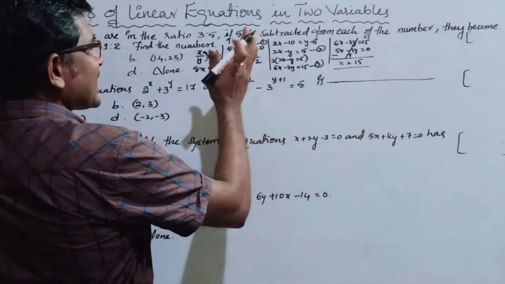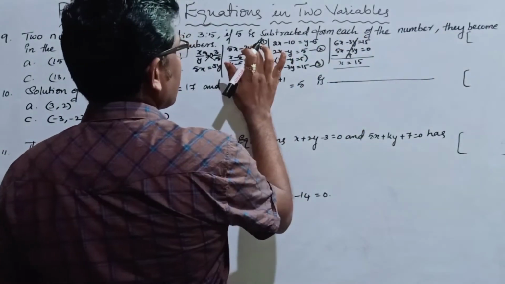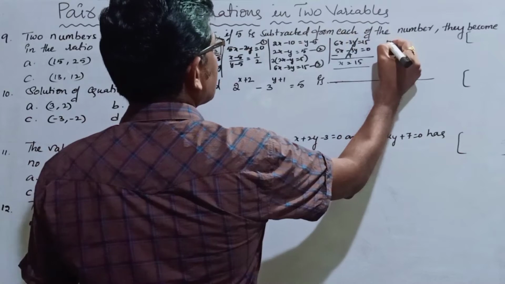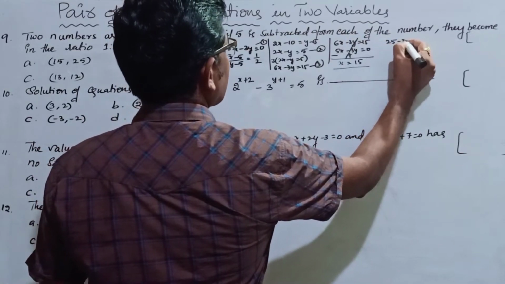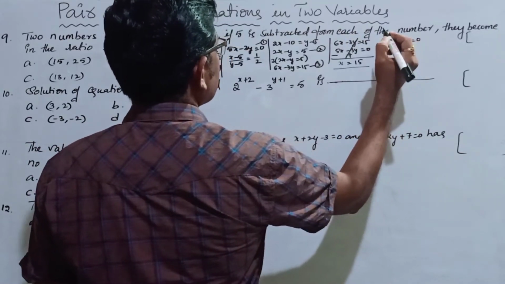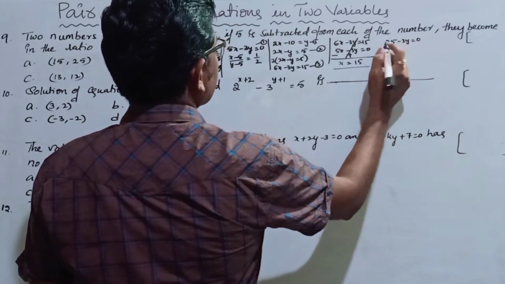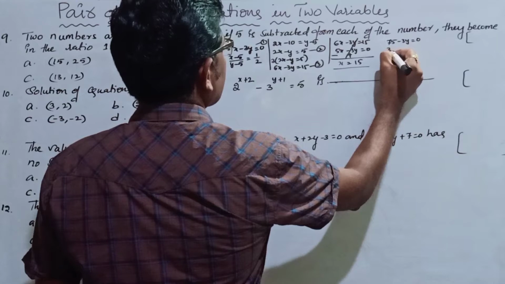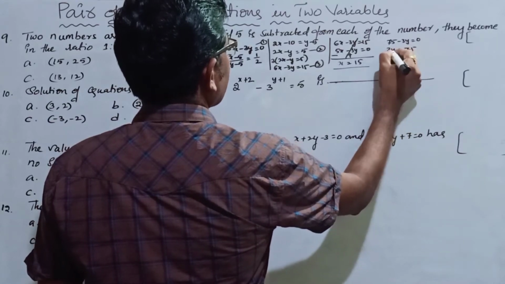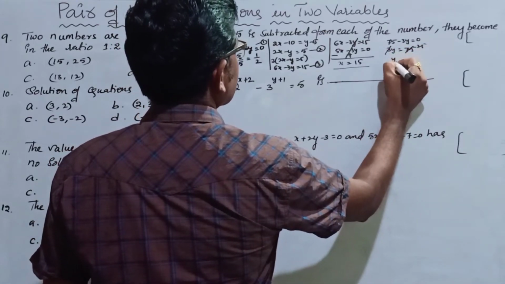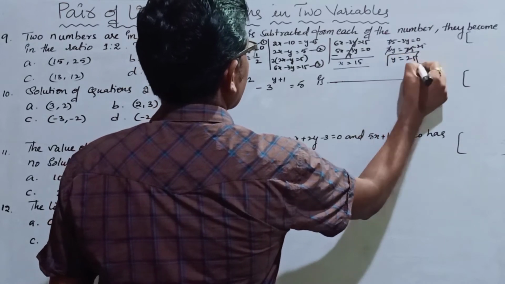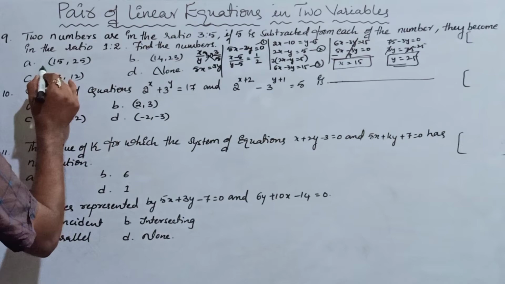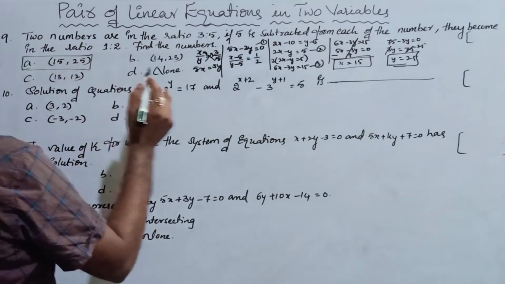We substitute the x value in equation 1, 2 or anything. So 15 5s are, sorry, 15 5s are 75. So 3y is equal to 75. y is equal to 25. x is equal to 15, y is equal to 25. So option A is the right answer.